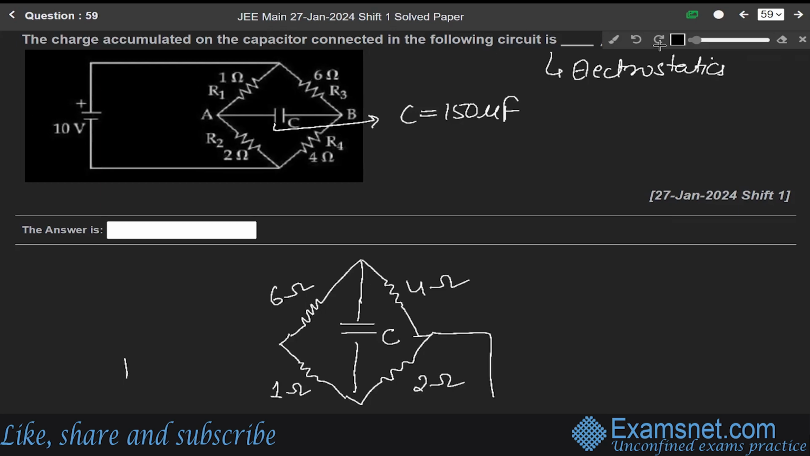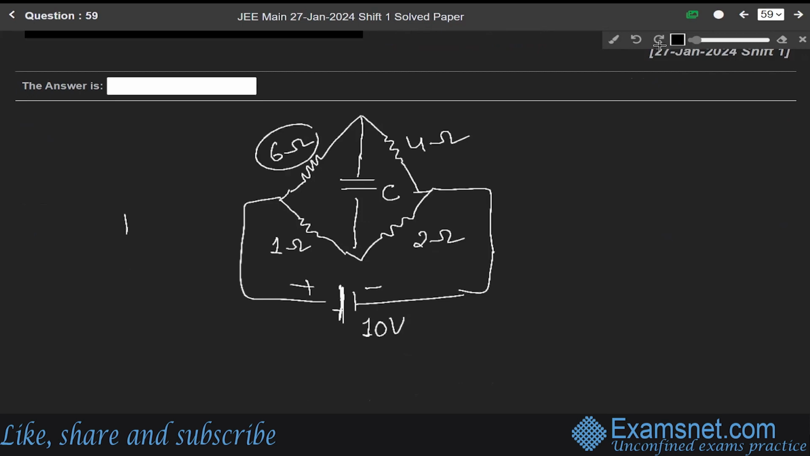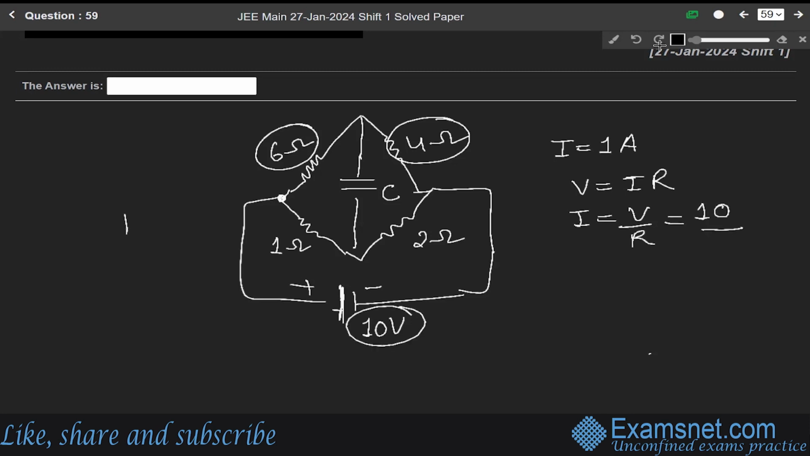Now this is connected to a battery of 10 volt, okay? So for these two, 6 ohm and 4 ohm, the current flowing through this will be I equals 1 ampere. From Ohm's law, since V equals IR, I will be equal to V over R. V is 10 volt over R. R is 6 plus 4, 10. So I will be equal to 1 ampere.